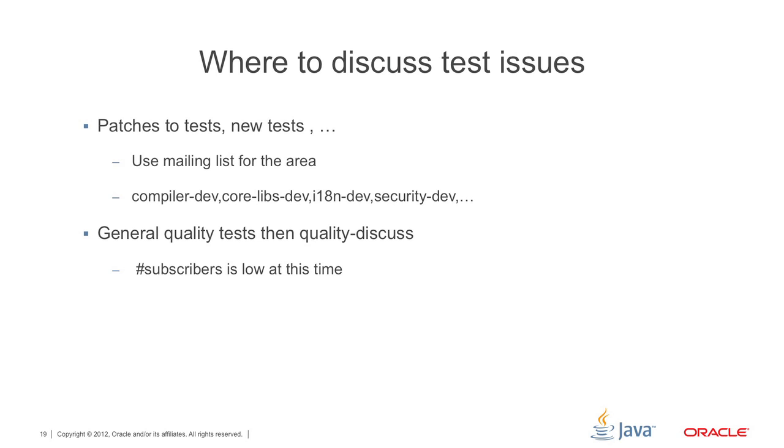There is also in OpenJDK a general quality mailing list called the quality-discuss list. This has been there since the beginning of OpenJDK, but at this point the number of subscribers is low, and that needs to increase, with a lot more interest in the community on quality.